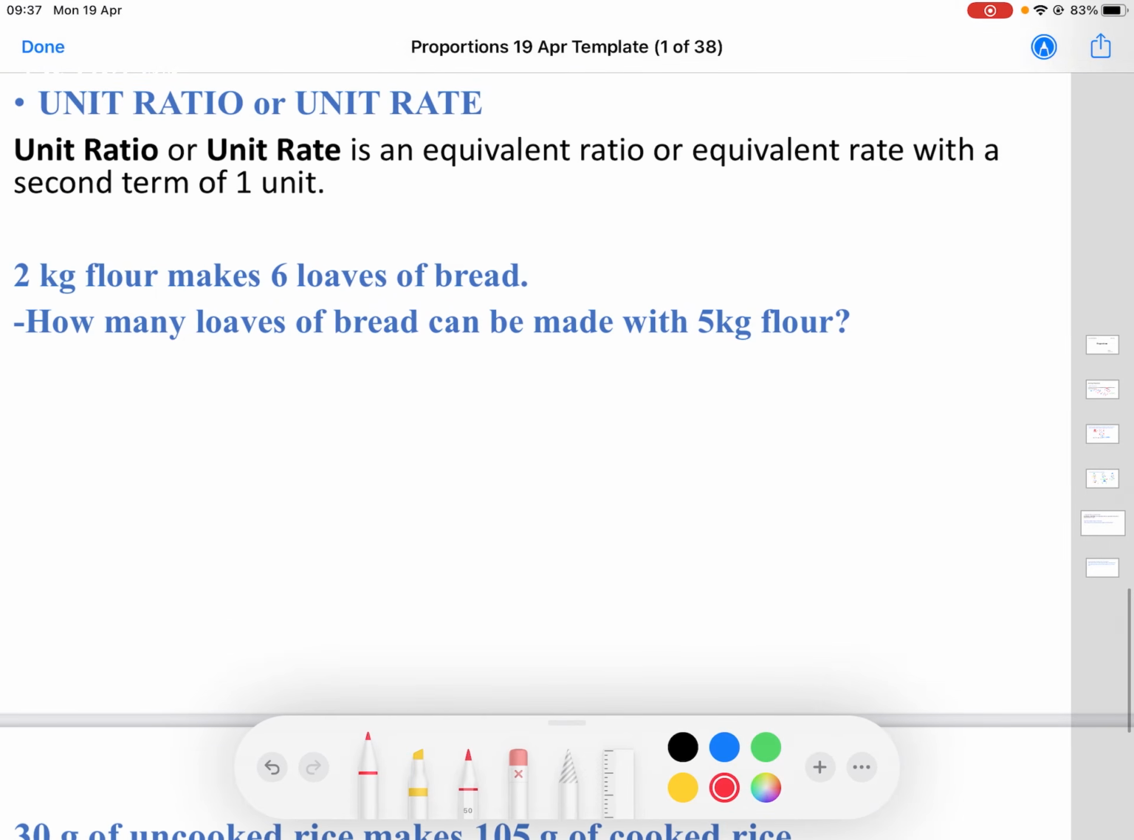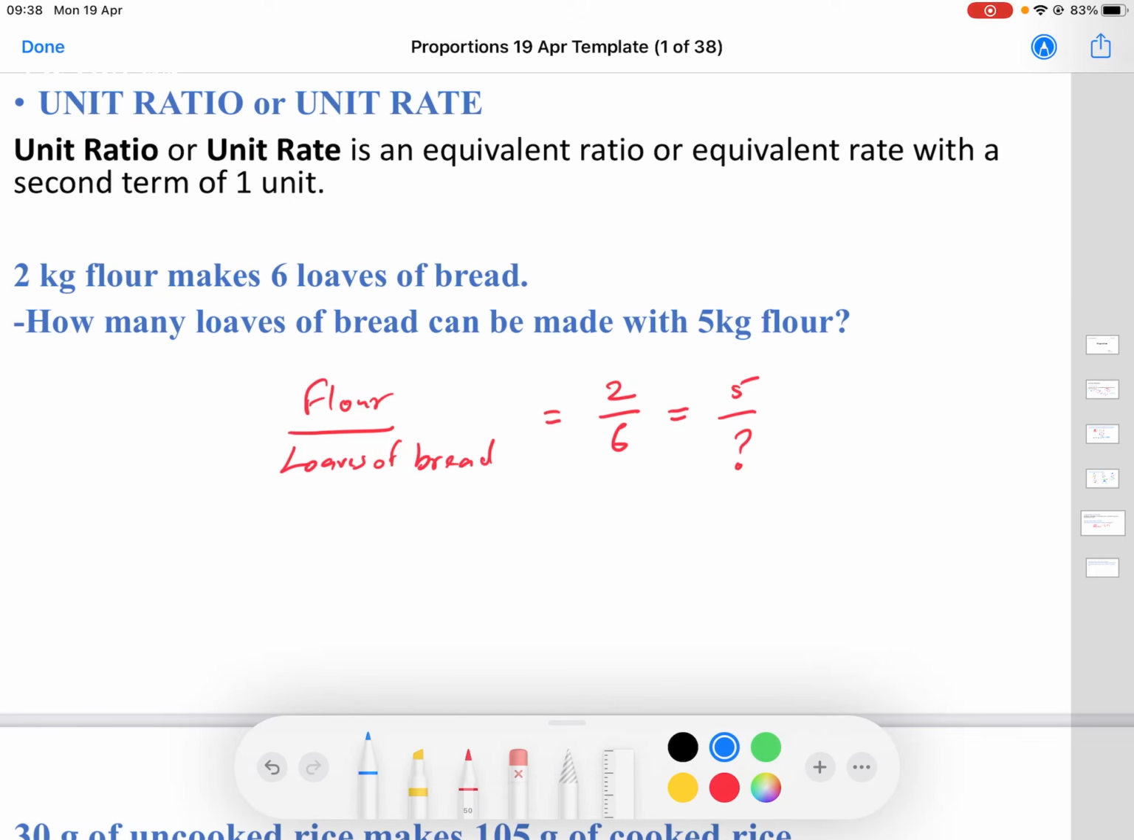For example, 2 kg flour makes 6 loaves of bread. How many loaves of bread can be made with 5 kg flour? So here, the ratio is between flour and loaf of bread. That is, the ratio is for 2 kg flour, we make 6 loaf of bread. Now we want to know for 5 kg flour, how many loaves of bread can be made?